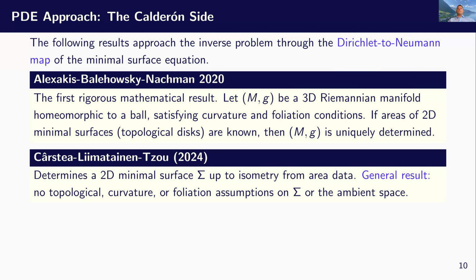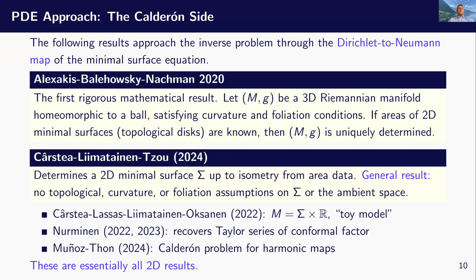Then after that, in 2024, there was a paper by Katalin Krupchyk, me and Leo Tzou, where we focused on recovering minimal surfaces themselves. So this paper recovered a two-dimensional minimal surface sigma, up to an isometry, from the areas of minimal surfaces. This is a general result that assumes no topological, curvature or foliation assumptions on sigma or the ambient space, but it only recovers the minimal surface. The minimal surface is not the full bulk metric.